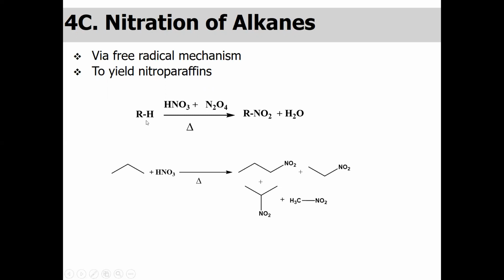Now, what happens when an alkane reacts with nitric acid or dinitrogen tetraoxide? As a result, we have the nitroalkane and a water molecule. This reaction proceeds via very strong heat, sometimes 400 to 500 degrees Celsius. Like in this example, you can see when an alkane is treated with nitric acid under very strong heat conditions, it will give you nitropropane or nitroethane or 2-nitropropane or nitromethane.